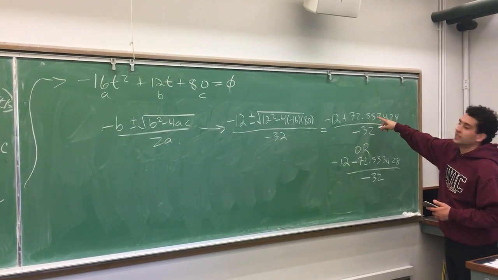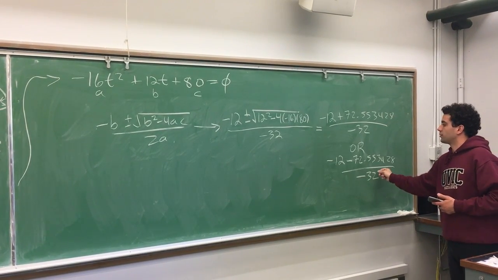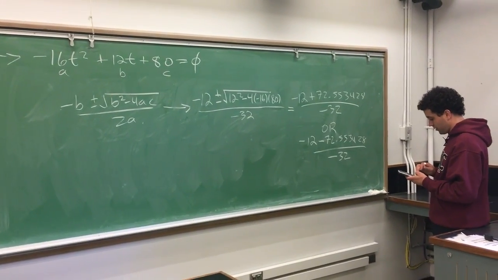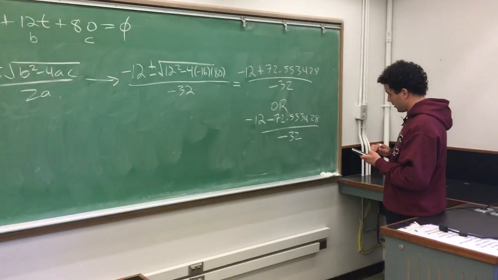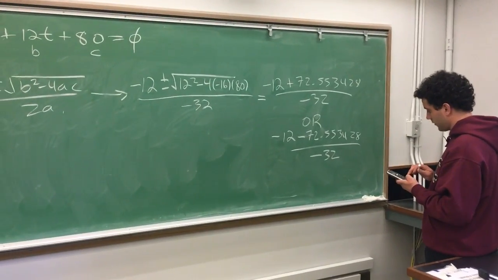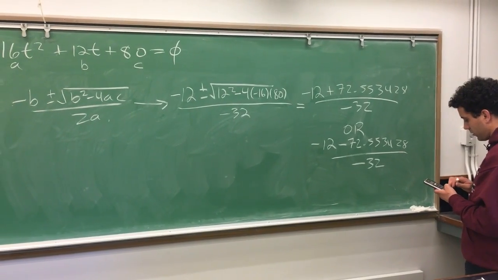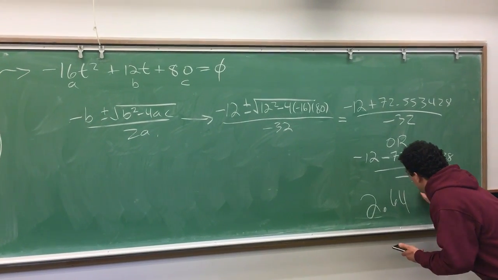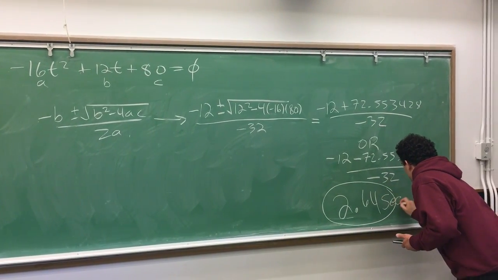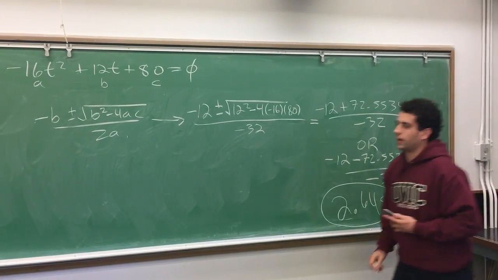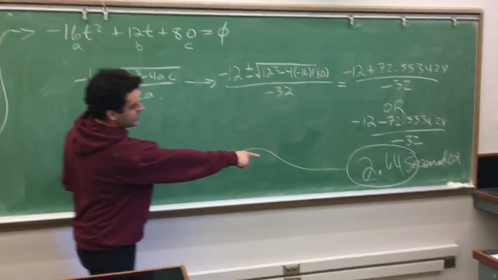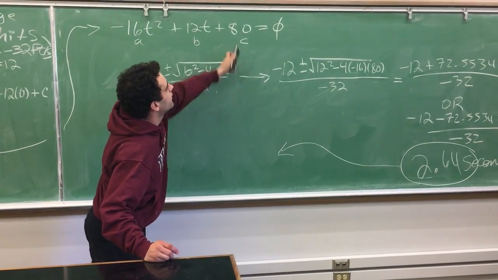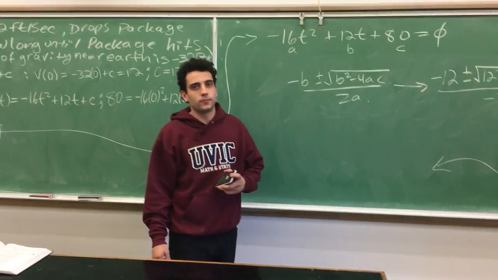I already can see that this is going to give me a negative number. I'm not even going to do this one. I'm just going to do this one down here because I know I'm going to get a positive number. So negative 12 minus 72.5534, divided by negative 32. And yeah, so when t equals 2.64, if you put 2.64 seconds into here, it's going to give you height 0. And that's it.